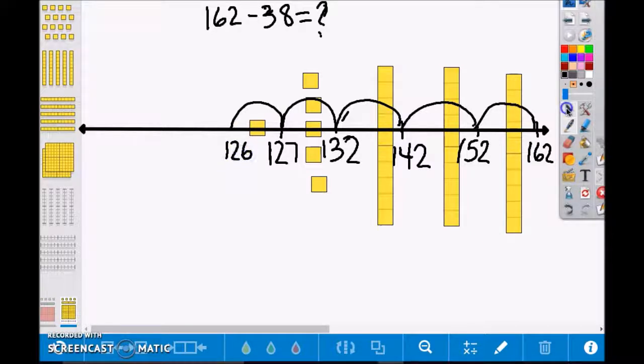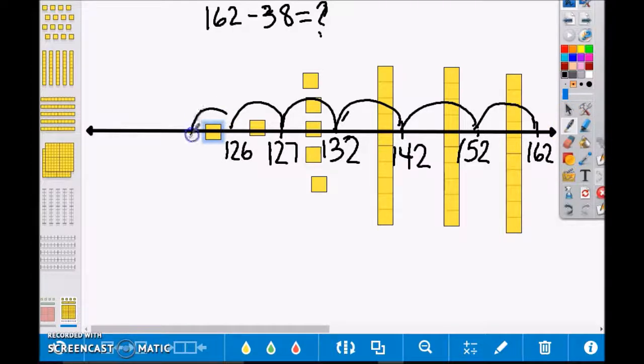We still have to jump another 1, so I'm going to place another ones block and jump 1 space back. The number that we're landing on now will be 125. We still have to jump back 1 more, and this will be the last one. Once we've done that, we're going to jump back 1 space and label it as 124. Did we jump the right number? Let's check.